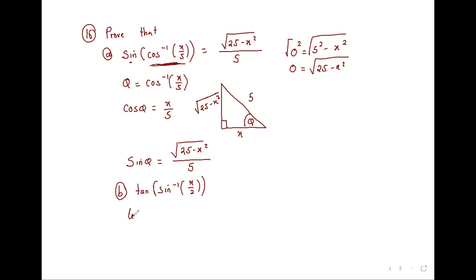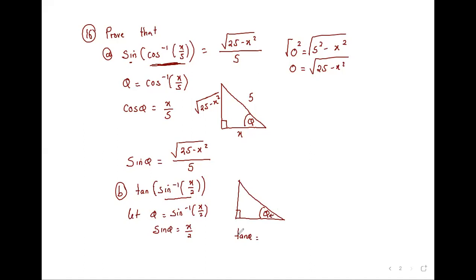So again, we let theta be sine inverse of x over 2. And then we write sine theta is x over 2. And then draw a triangle. Since you have called this whole thing here to be theta, we can find tan of that thing after I fill in the triangle.